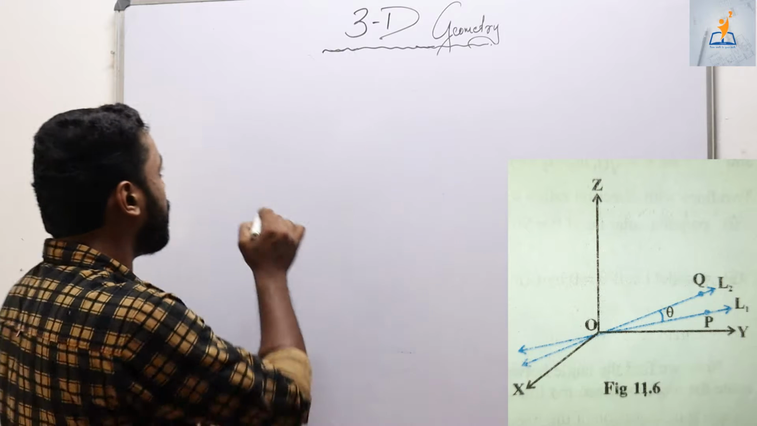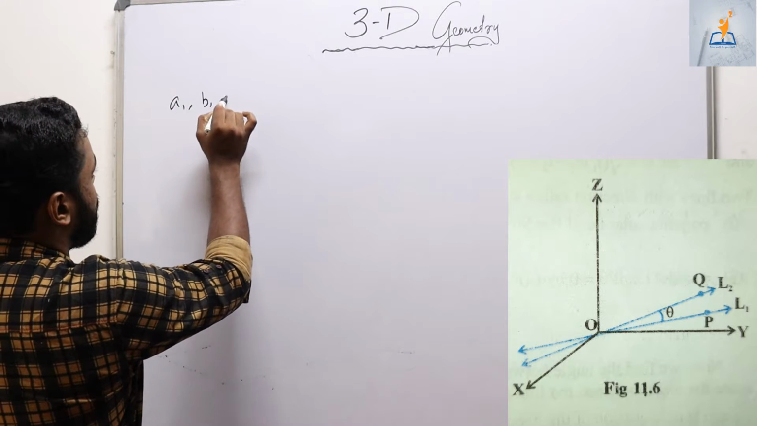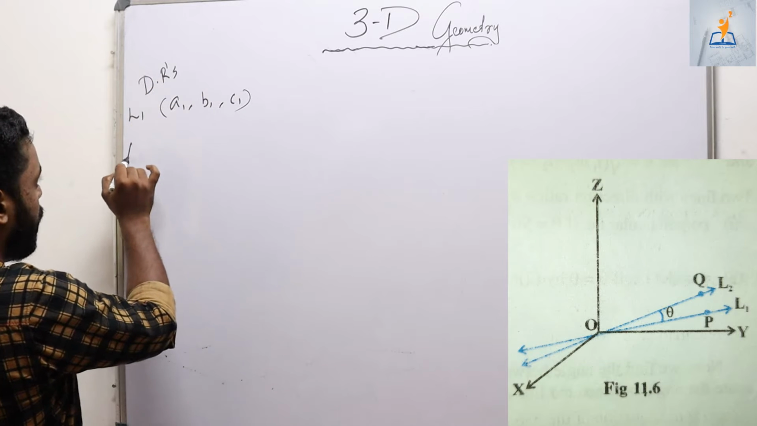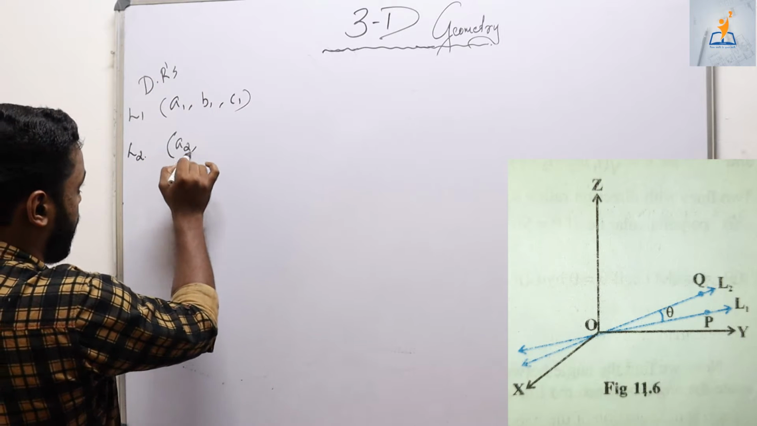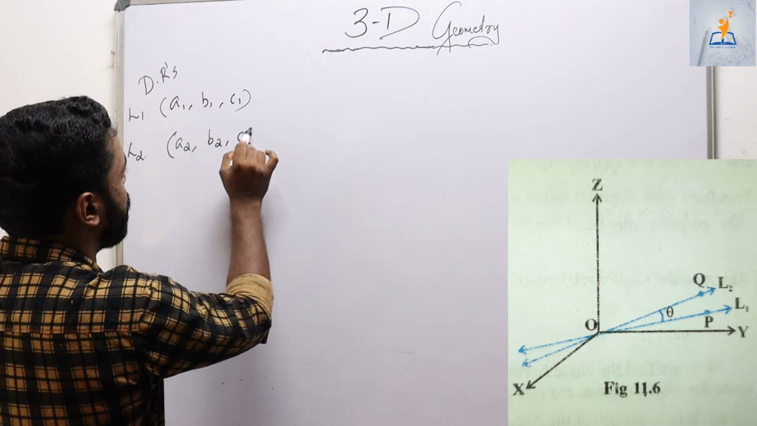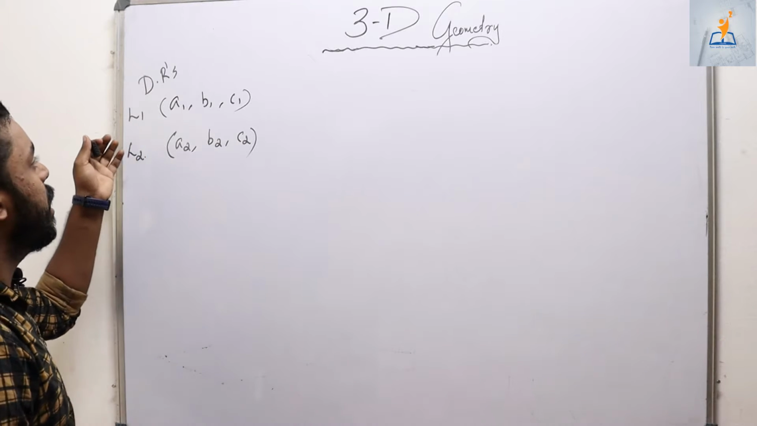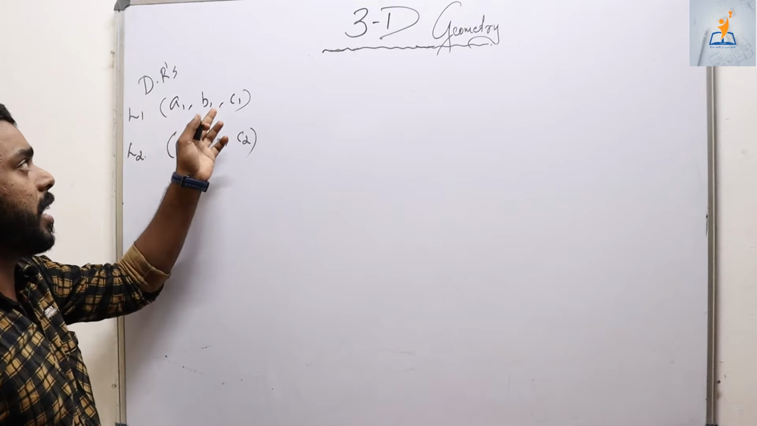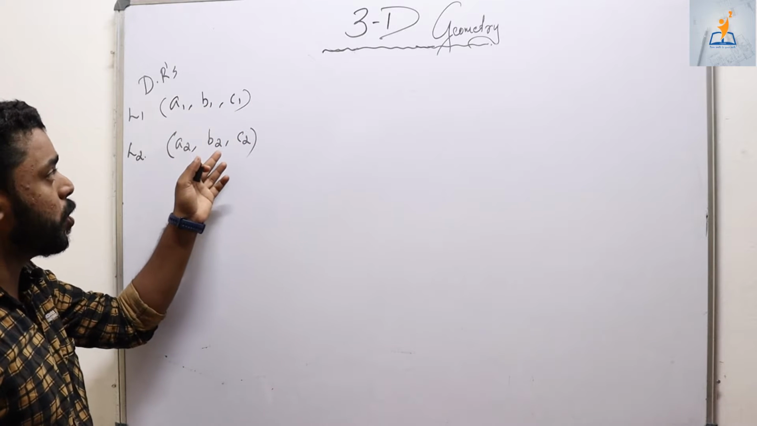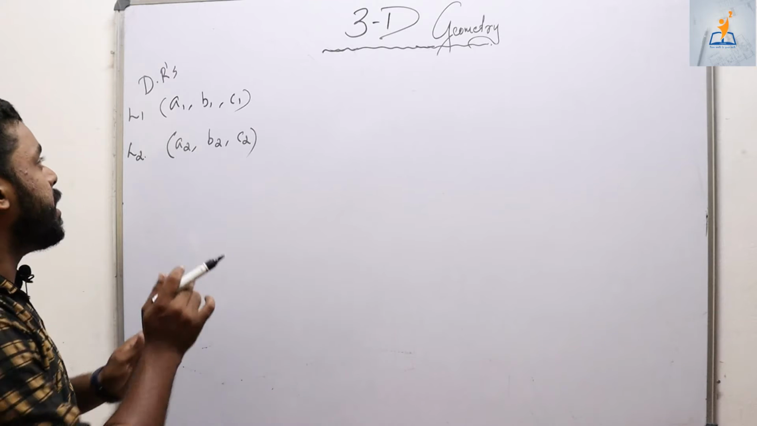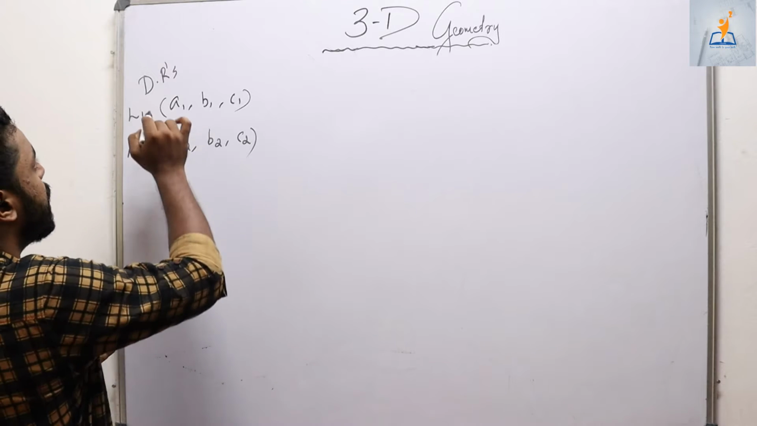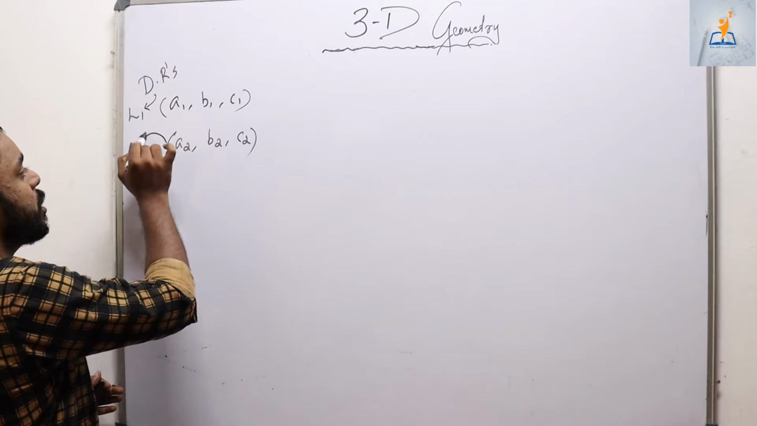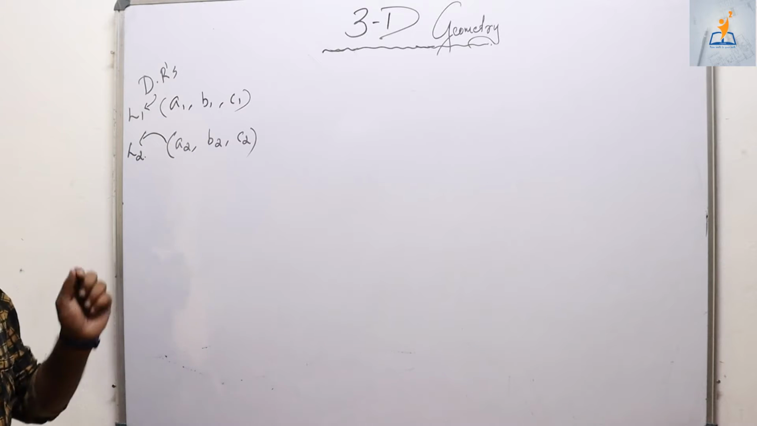Let a1, b1, c1 be the direction ratios of the line L1, and for the line L2 the direction ratios be a2, b2 and c2. Then of course you can imagine the position vectors of the corresponding points as a1 i cap plus b1 j cap plus c1 k cap, and a2 i cap plus b2 j cap plus c2 k cap, and so on. For the sake of convenience, let a1, b1, c1 be the direction ratios of L1 and a2, b2, c2 be the direction ratios of L2.